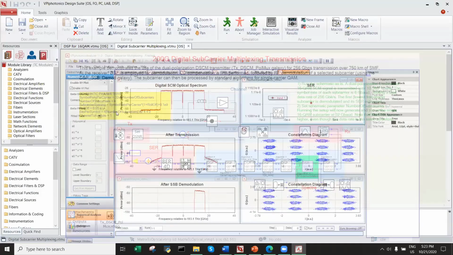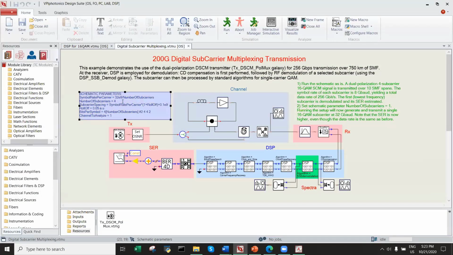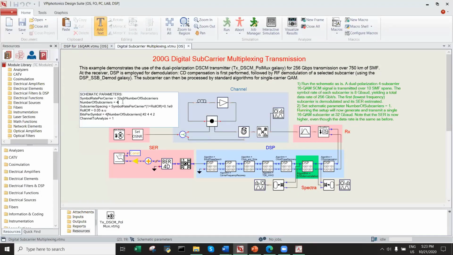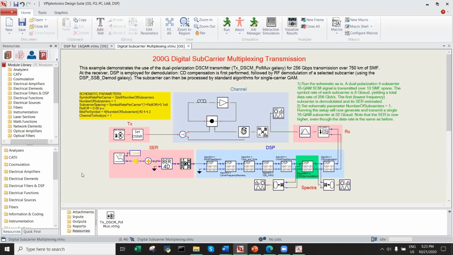And now I will change from 4 subcarriers to only 1. So essentially we don't have digital subcarrier multiplexing, but that will be for 32 gigabaud, so for the same data rate. And I will do a single run.